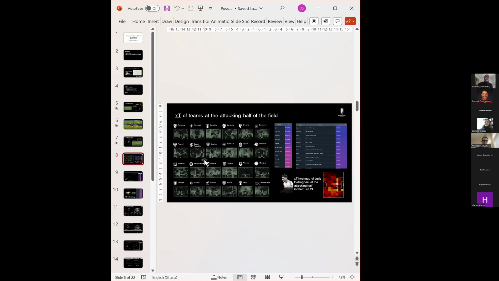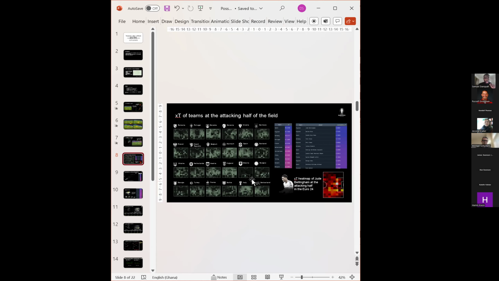And here I was looking at the expected threat during Euro 2024, and which team actually had the most expected threat in the attacking half of the field. And guess what? It was evident that Spain actually dominated in terms of the cumulative expected threat throughout the entire tournament. England also performed very well during that time.